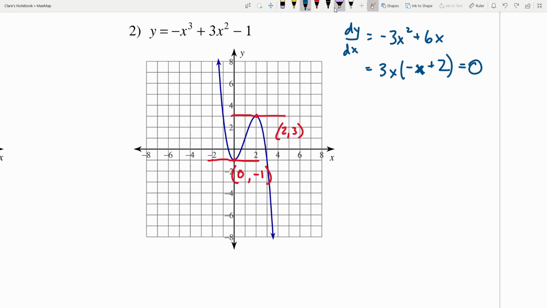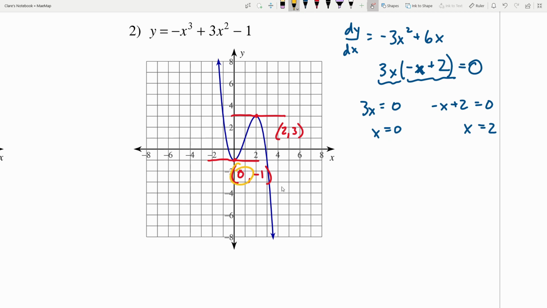So we have to ask ourselves, when does 3x equal 0? And when does negative x plus 2 equal 0? Because those are two different factors. So when either of those equals 0, our equation's 0. So 3x equals 0 when x equals 0, and negative x plus 2 equals 0 when x equals 2. And we can confirm that by looking at our picture.